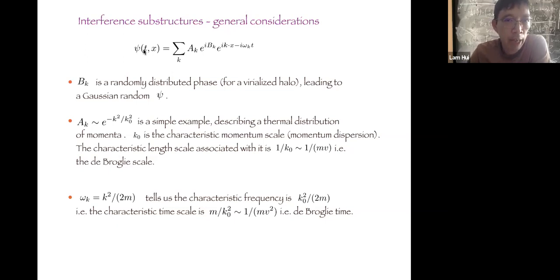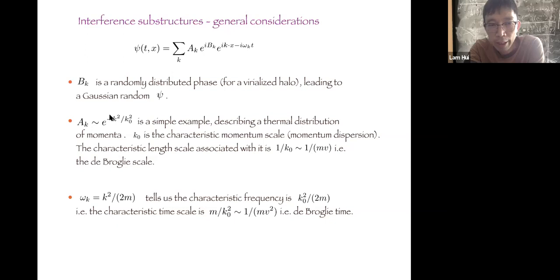The number two point I want to make is about the amplitude. How should different momenta be distributed in amplitude? Well, it should be controlled by this A of k. The simplest A of k, just as an example, is this Gaussian distribution, e to the minus k squared over k zero squared, where k zero is just a scale that defines the momentum dispersion. This gives you a Gaussian with some width, and that width is k zero. This kind of Gaussian distribution is fairly natural if you think of a halo that is in thermal equilibrium. It is analogous to a Maxwell distribution.